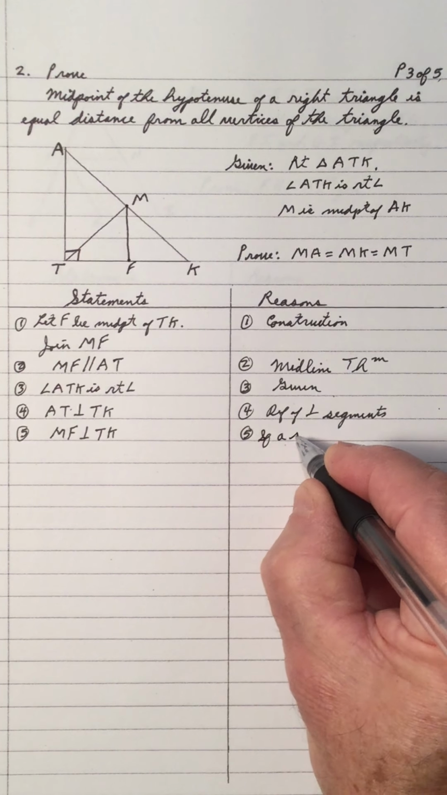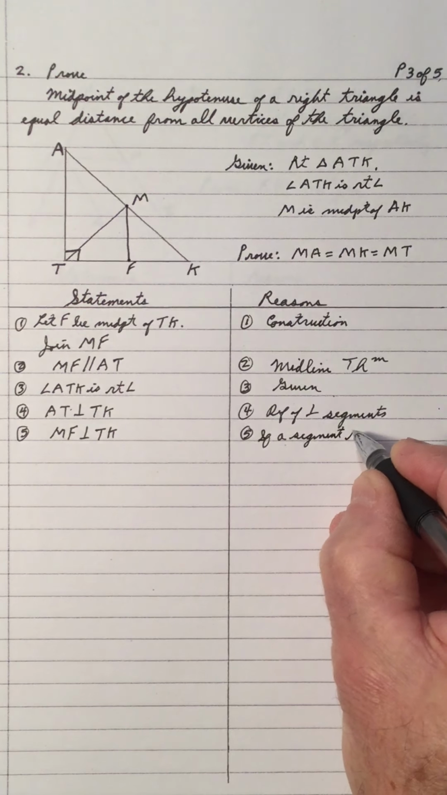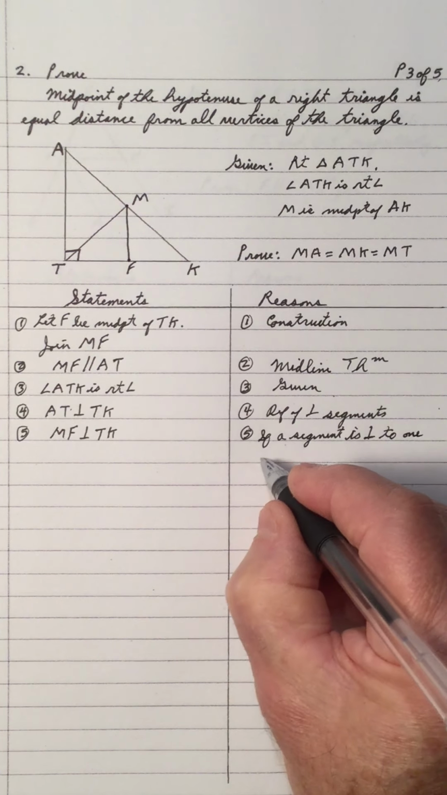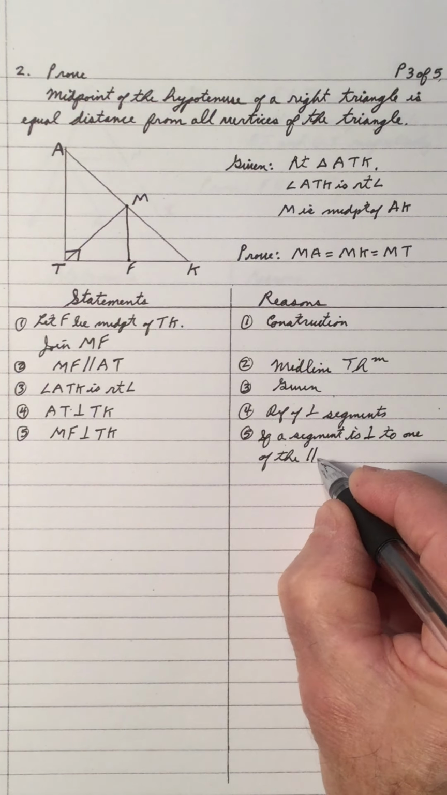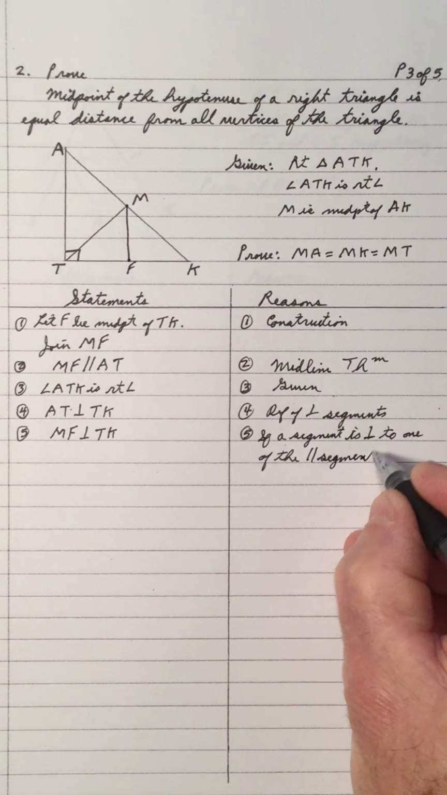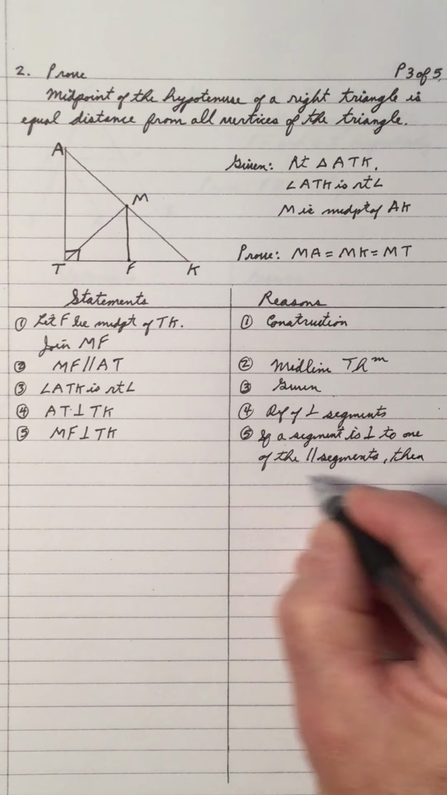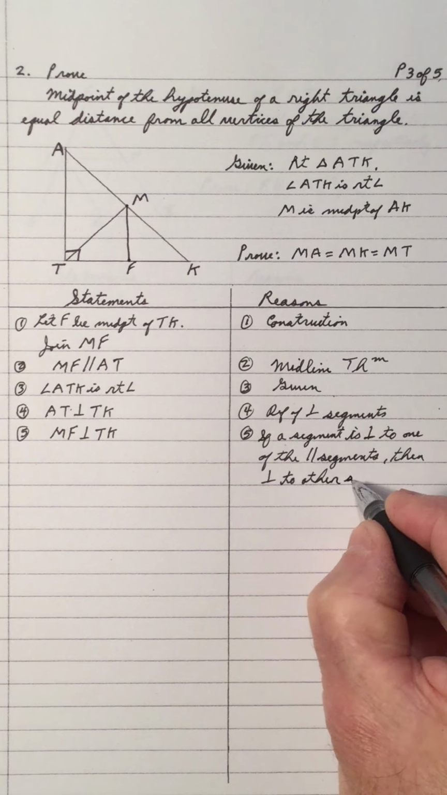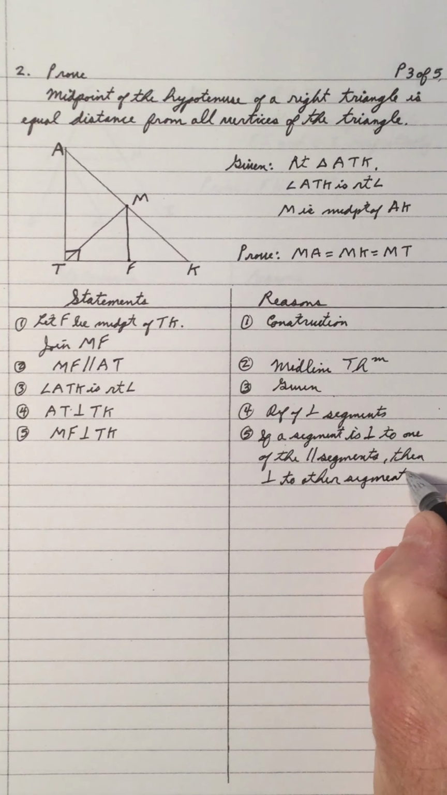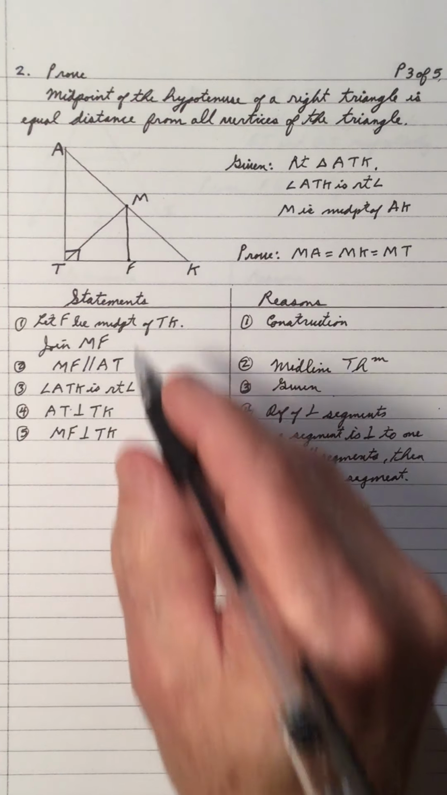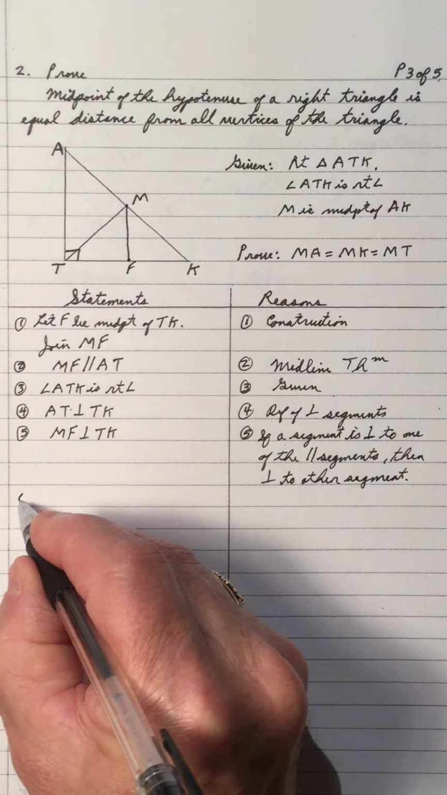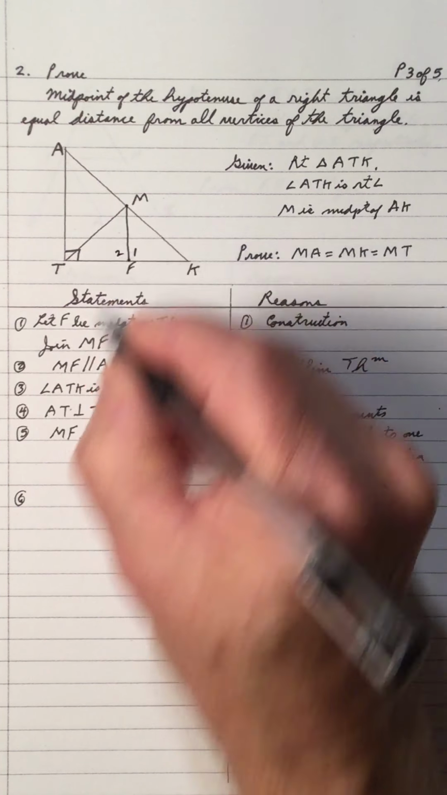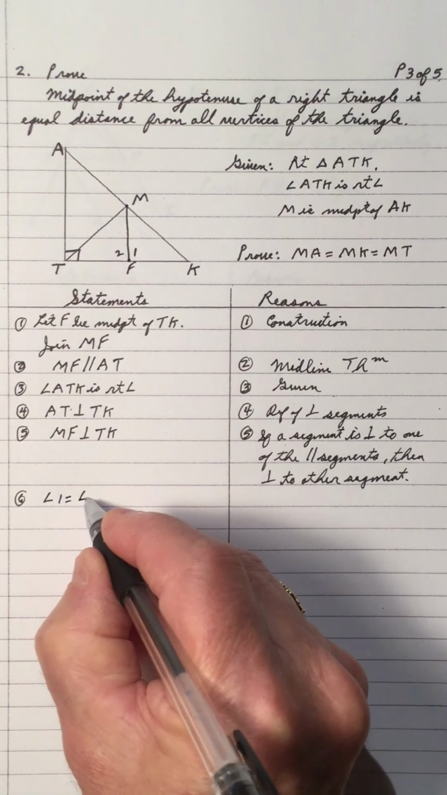So if a segment is perpendicular to one of the parallel segments, then it's perpendicular to the other segment. And we proved that in the congruent triangle unit. So we have a perpendicular. That means that these are perpendicular. Let's name this 1 and 2. That means that angle 1 equals angle 2.